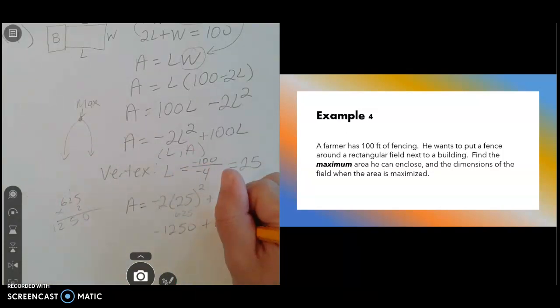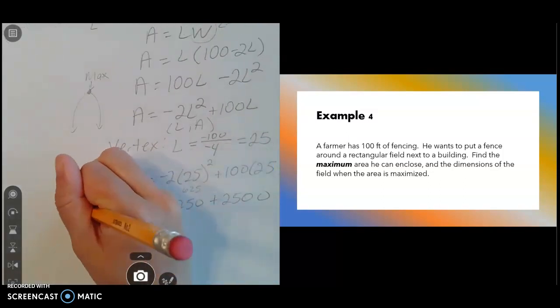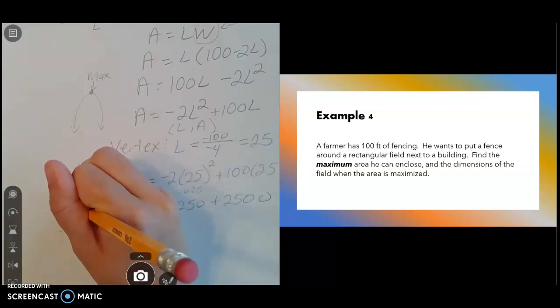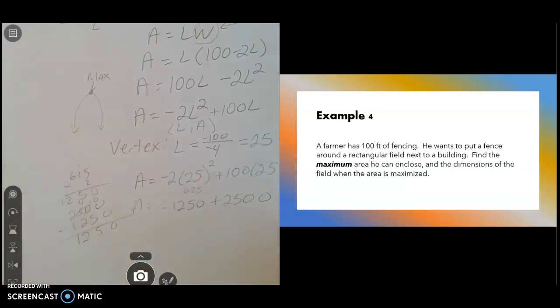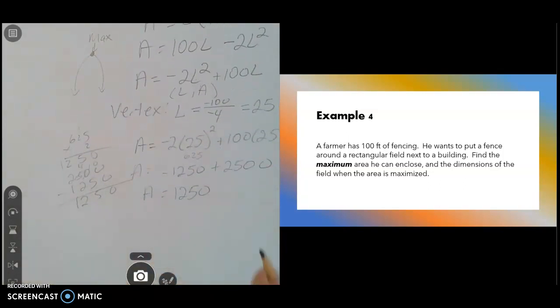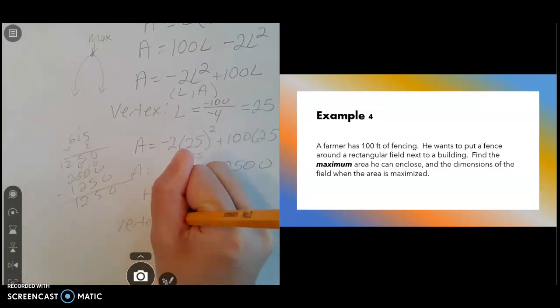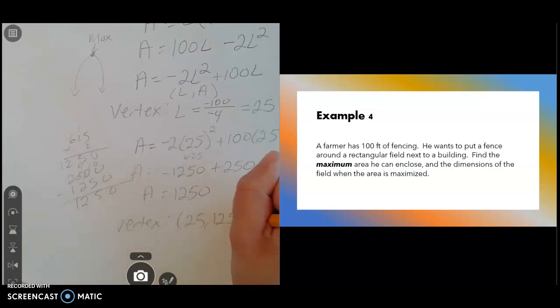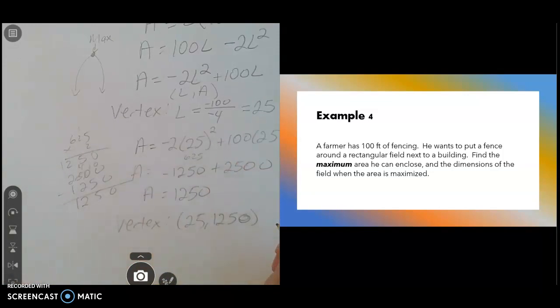100 times 25 isn't too bad. That's 2,500. Okay? And we have a negative plus a positive, so really we're subtracting. So if I do 2,500 minus 1,250, we get positive 1,250. So our area is 1,250. And so really, if I put those two things together for my vertex, the vertex is at the point 25, comma, 1,250.